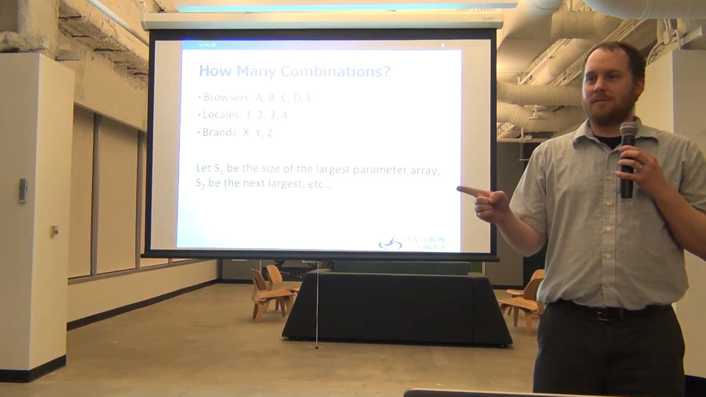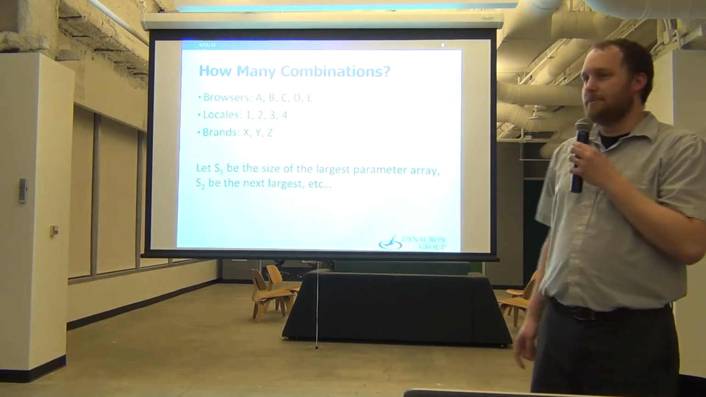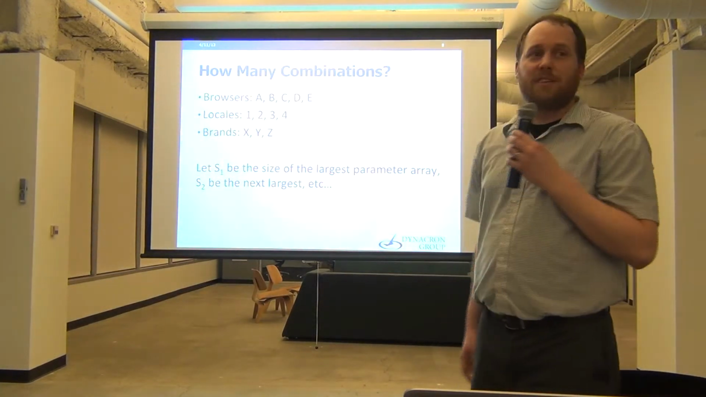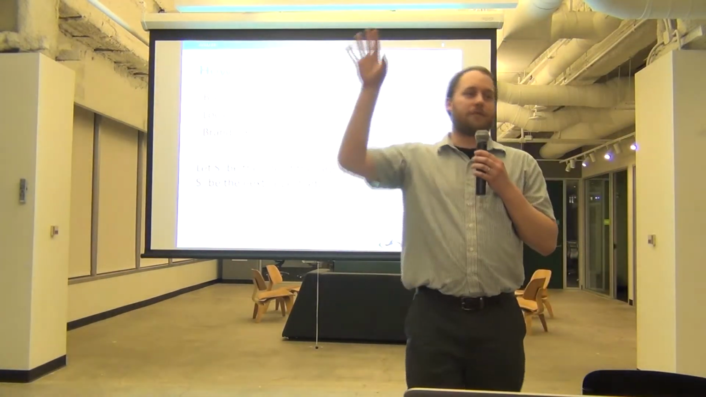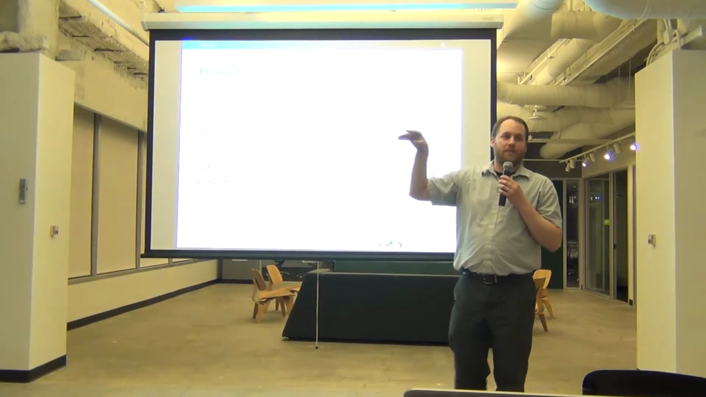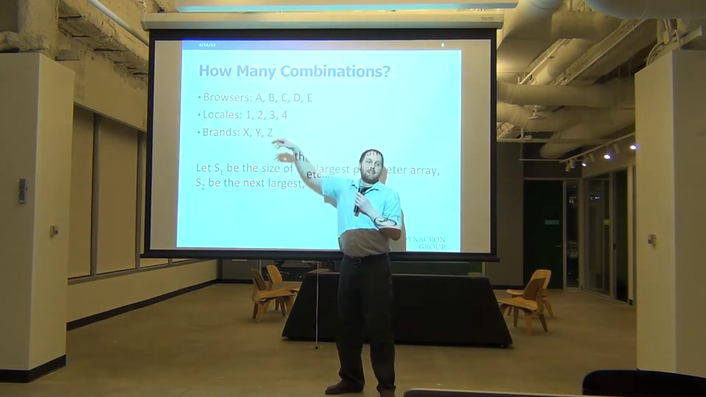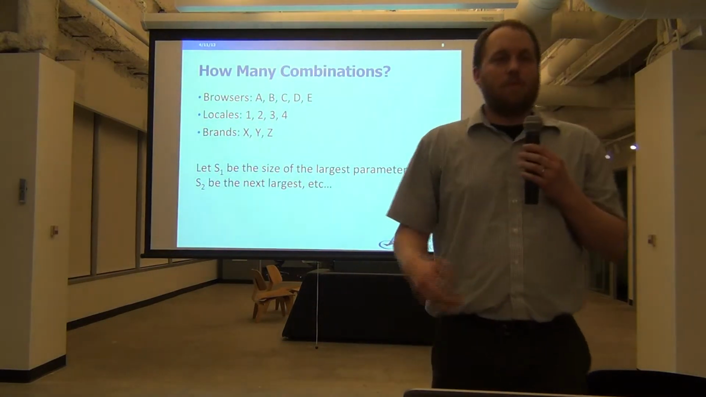Right, 60. 5, 4, 3. Because we're actually going to test every single possible combination, then we're multiplying the size of all the different parameter arrays. We have to be testing A1X, A1Y, A1Z, et cetera, up and down the line.